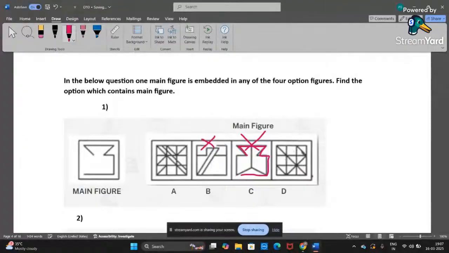We need to check with this. Next it has to come like this, but there is no line there. There is no line here. So this is also wrong. We'll check with this. Yes, this figure is embedded in option A, right? This is how you need to solve the questions on visual reasoning. So this is the answer.